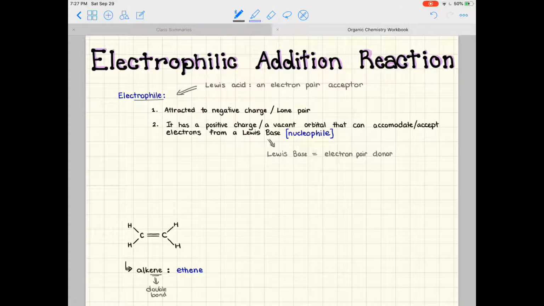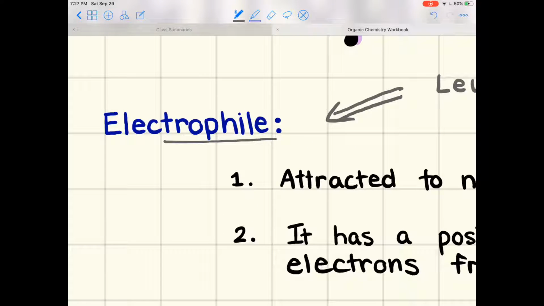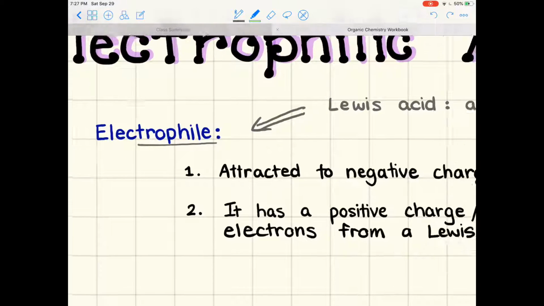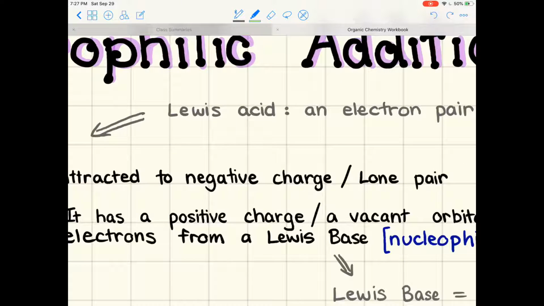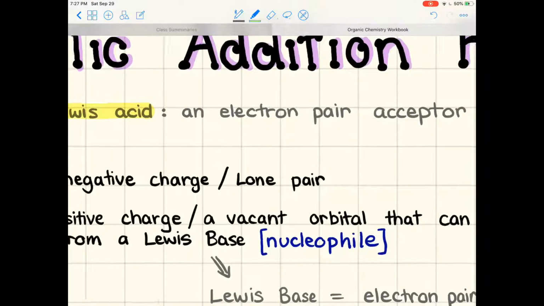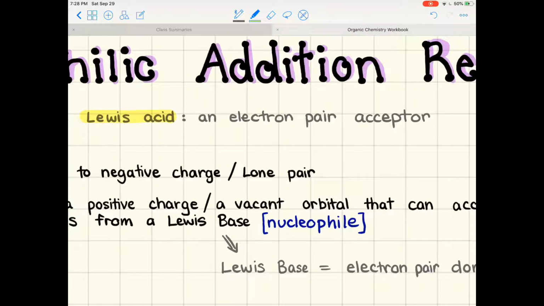Today I'll be covering electrophilic addition reactions. So first of all, we need to know what an electrophile is. So notice the word electro here, associated with electrons, which are negative. So an electrophile is a Lewis acid, and a Lewis acid in turn is an electron pair acceptor. So an electrophile wants electrons or accepts electrons.